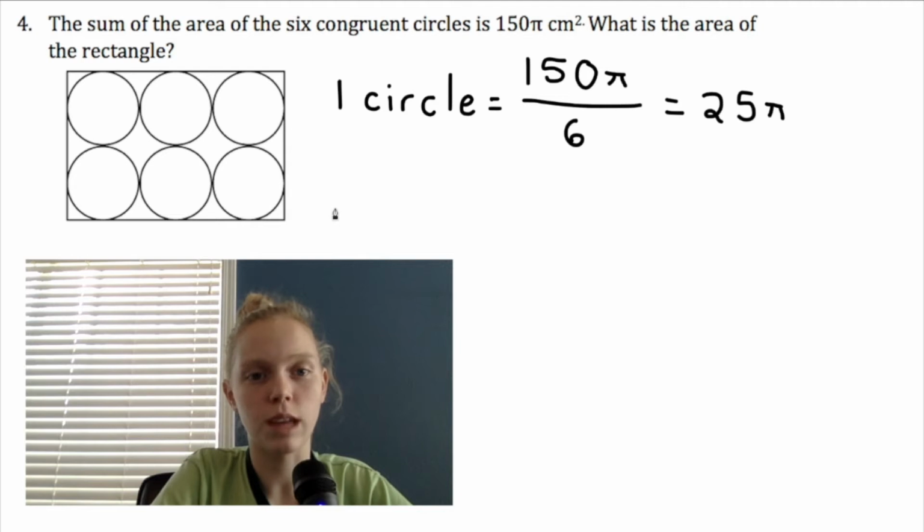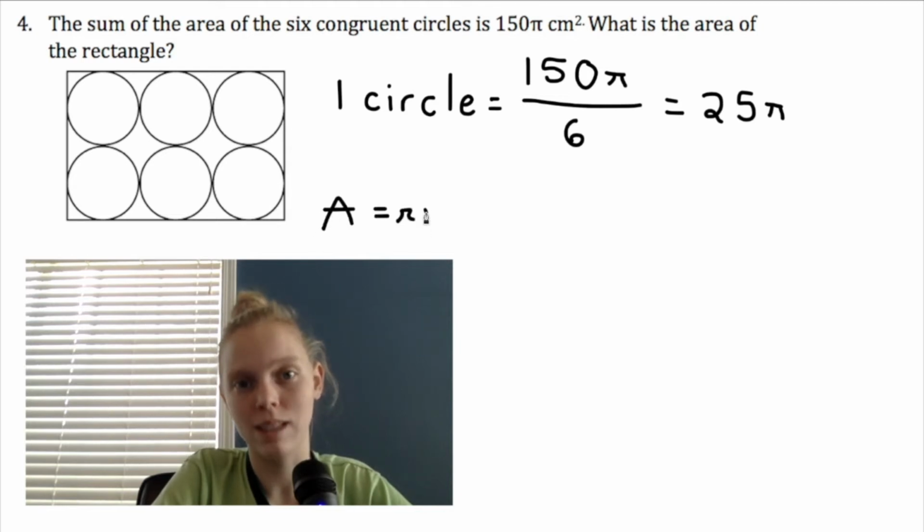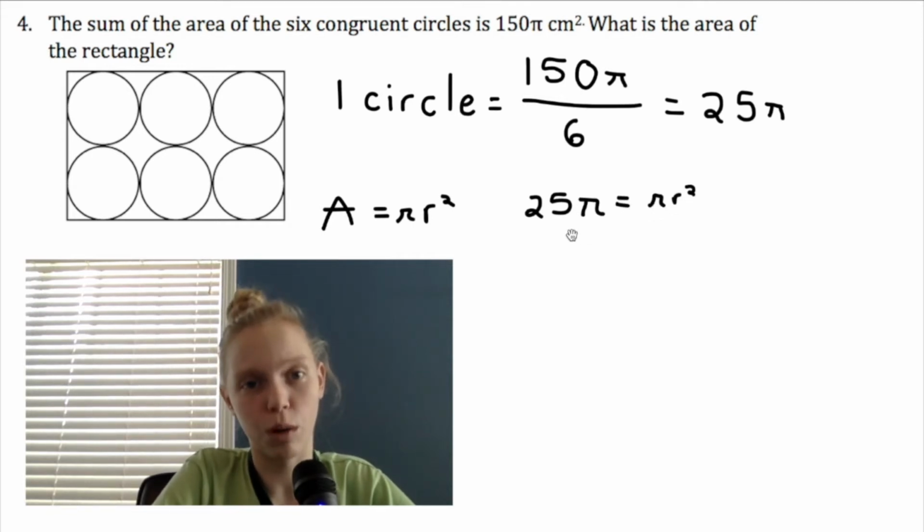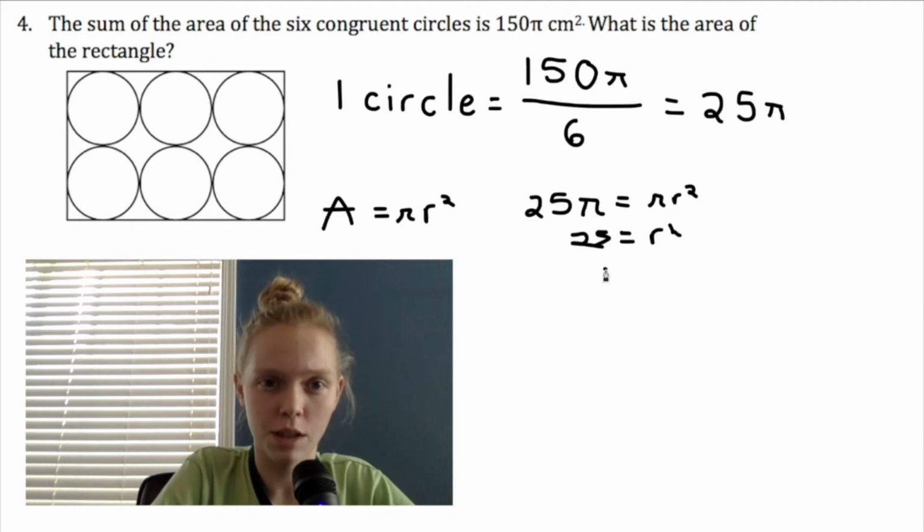We also know that the area of a circle is equal to pi r squared. So we can set this area equal to pi r squared. We have 25 pi equals pi r squared. Now, we can then go on to solve for r. We divide by pi, we get that 25 equals r squared. And by taking the square root of both sides, we get that r equals 5.